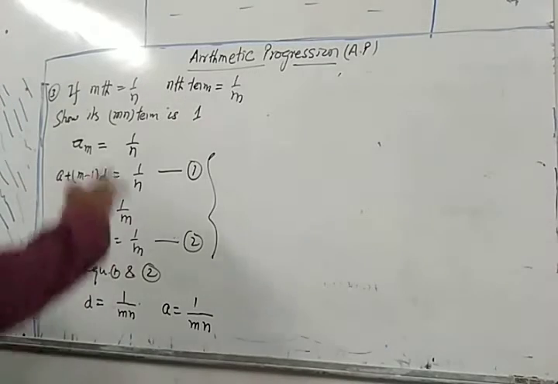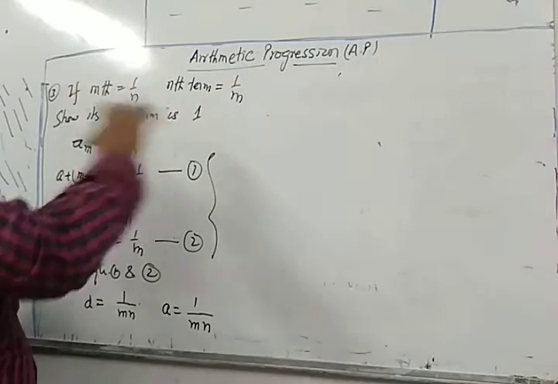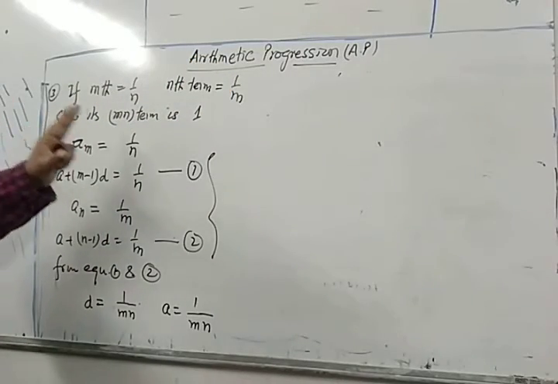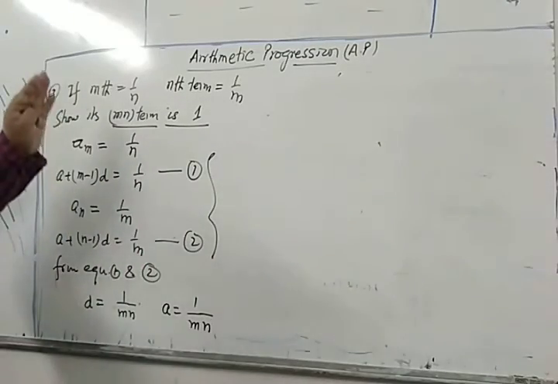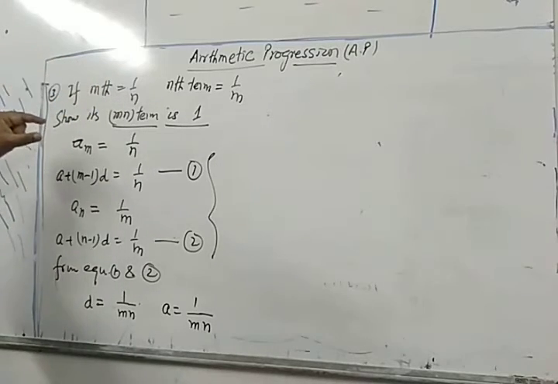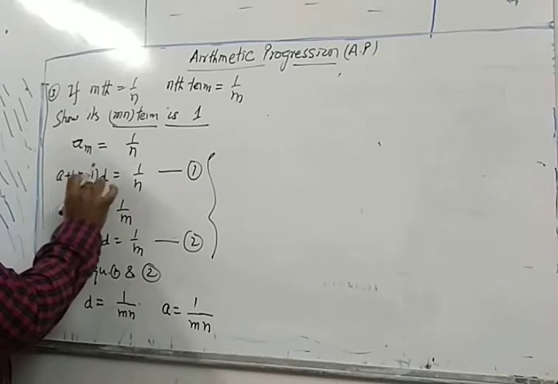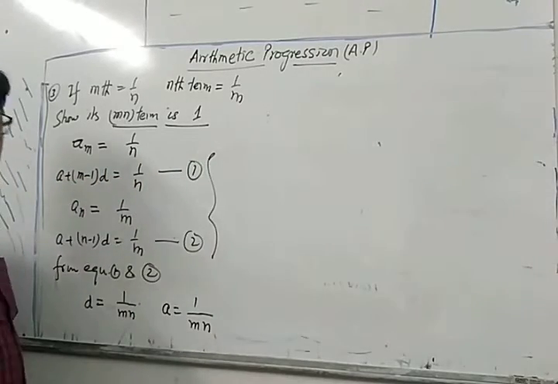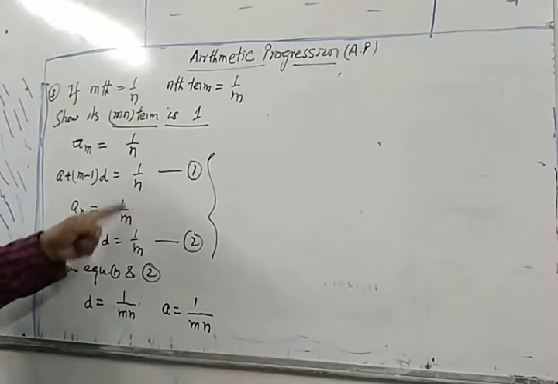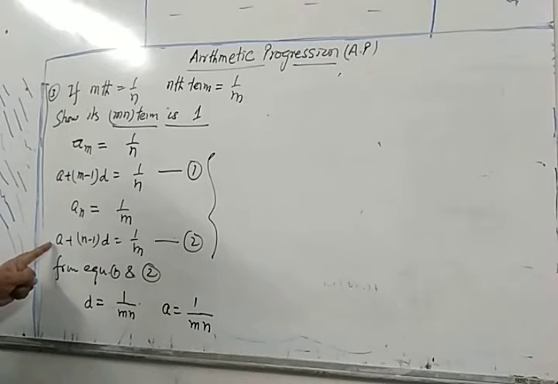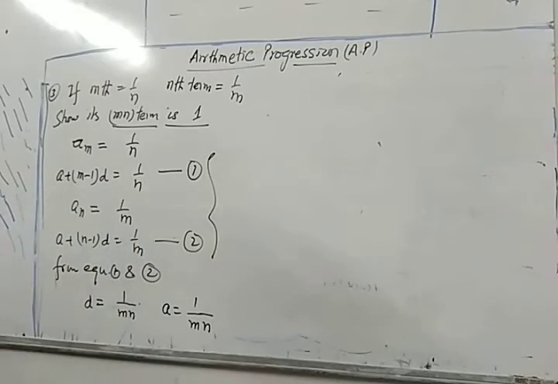Okay, I repeat that they have given the mth term is 1 upon n and the nth term is 1 upon m, asking to show that its mnth term is 1. So now we will use these two conditions that are given. The first is am is equal to 1 upon n, using the basic formula an is equal to a plus n minus 1 d, it makes the first equation. Now after that, the second condition, the nth term is given 1 upon m. Using again the formula, that is equation 2. Solving these two equations, we will get the value of a and d.